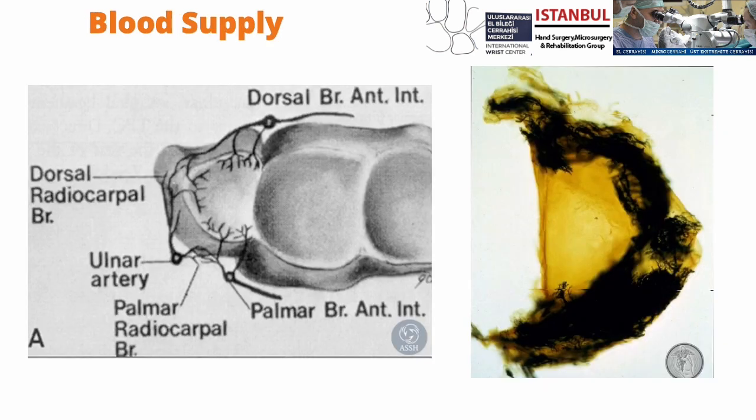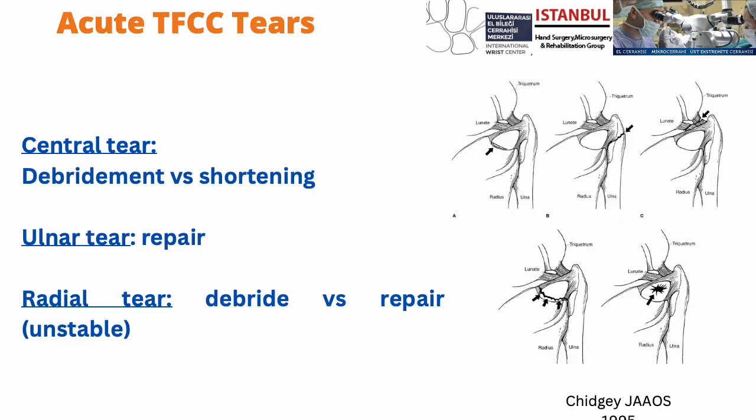Studies about the blood supply of the TFCC show the TFCC only receives blood supply around its periphery, causing the central part to be avascular. Based on the study of its blood supply, the central tear of TFCC usually is not repaired.